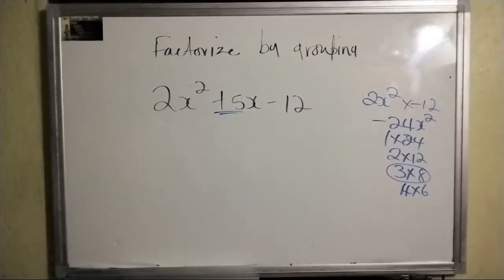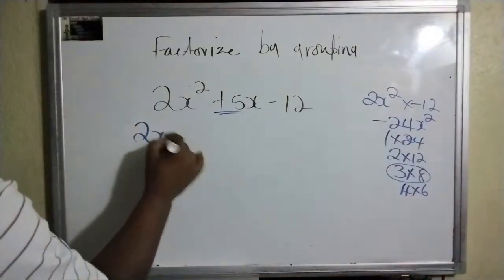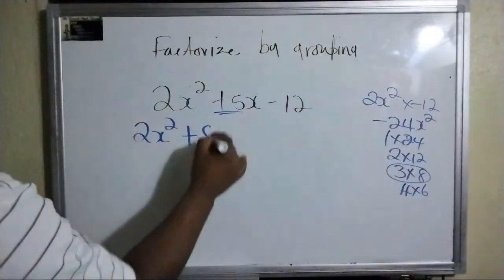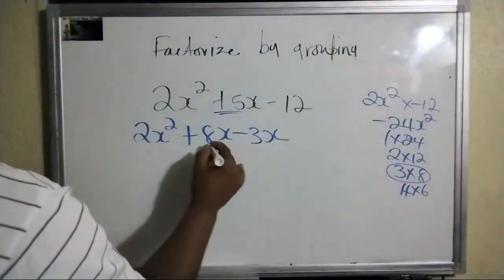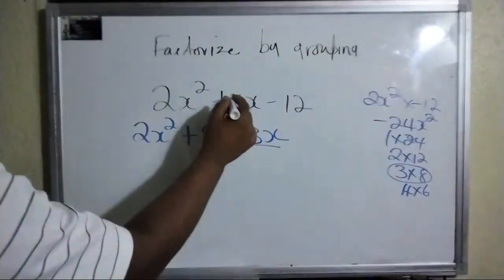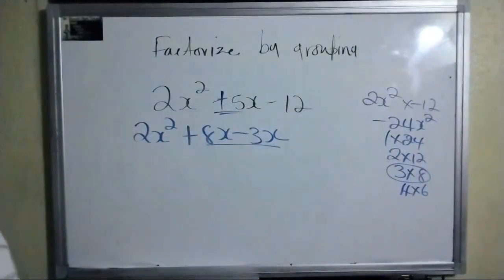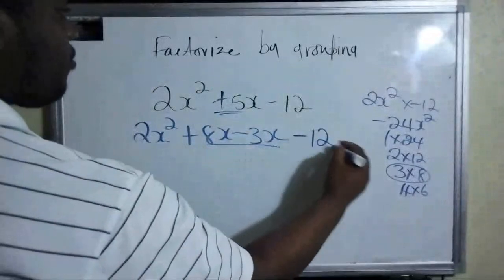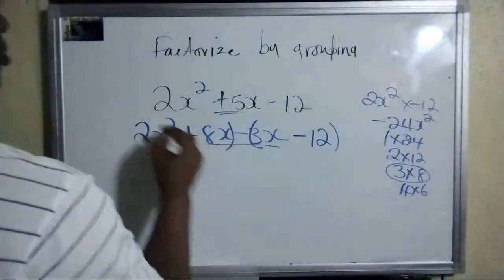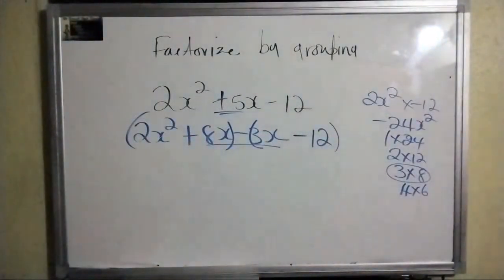So that will give us 2x squared plus 8x minus 3x minus 12. Why do we do that? If we subtract 3 from 8, we get positive 5. Remember, we must get positive 5. And then now close off the bracket in pairs and take out the highest common factor, just like we were doing earlier.